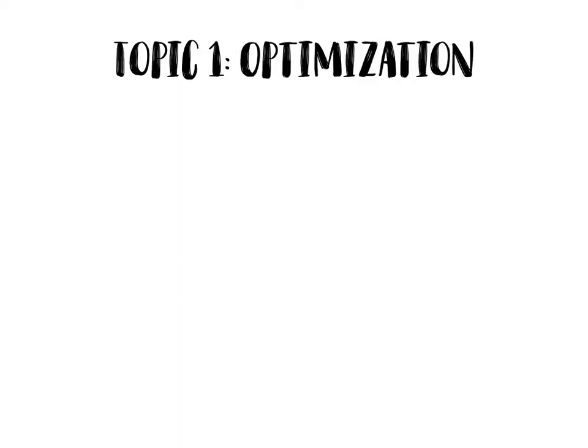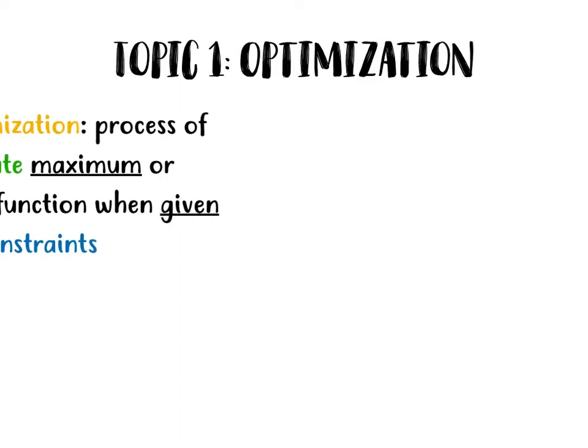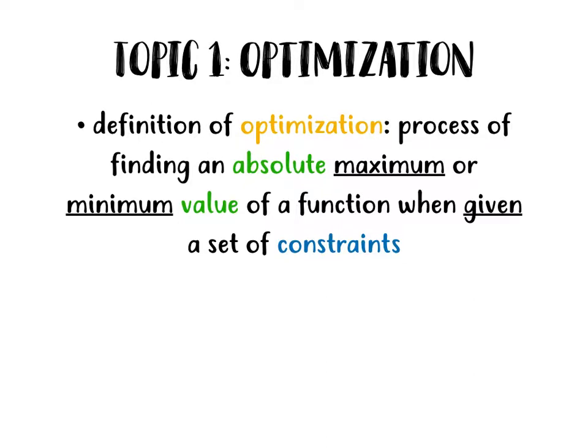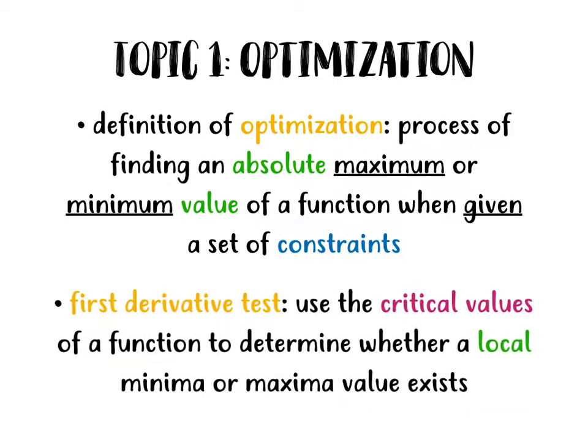Topic 1. Optimization. Optimization is the process of finding an absolute maximum or minimum value of a function when given a set of constraints. When we perform optimization, we need to know how to do the first derivative test. This uses critical values of a function to determine whether a local minima or maxima value exists.